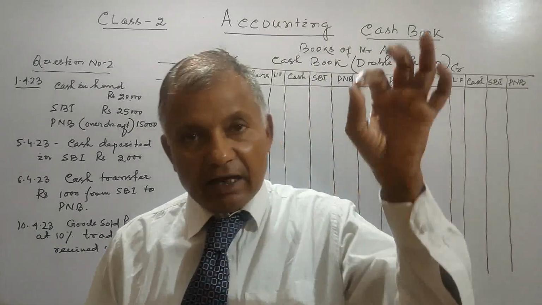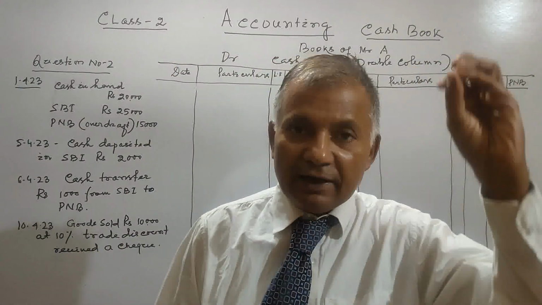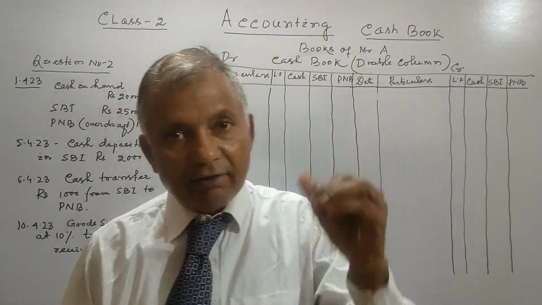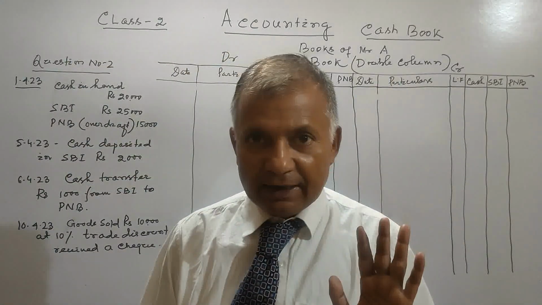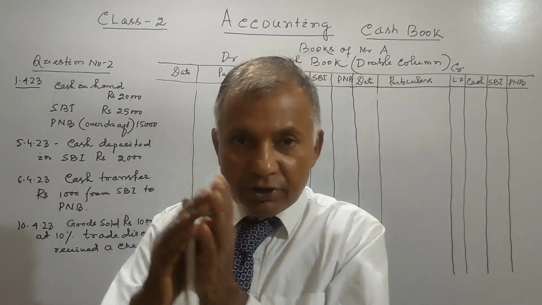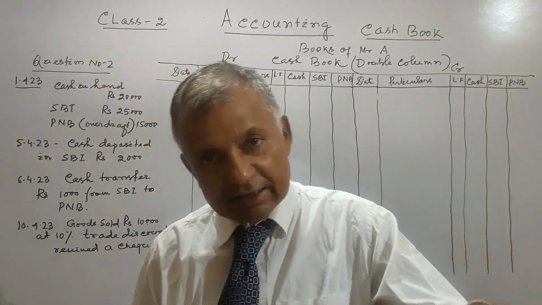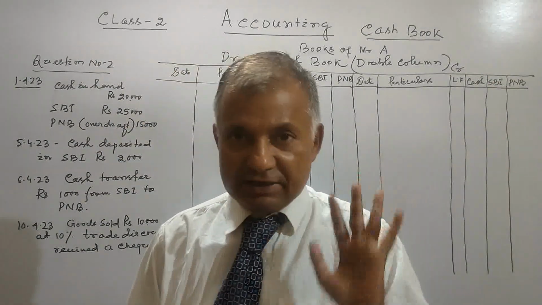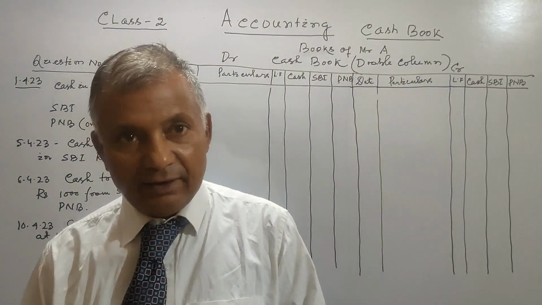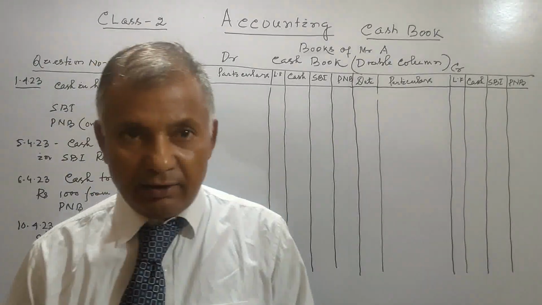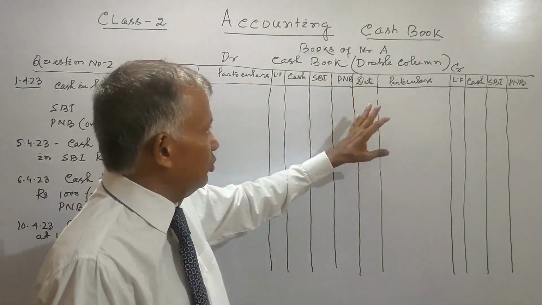Suppose in your bank account it was 100 rupees. You issued a check of 150. The bank honored the check. Right? You have 100 rupees in the bank account and you issued a check for 150. The bank honored the check, that means the bank paid the check. So 50 rupees is overpaid. That is your overdrawn. Right? It is a credit balance in the cash book.